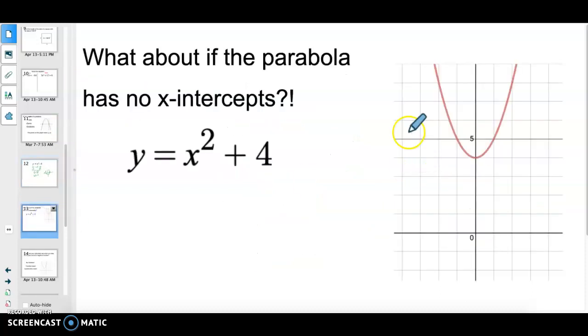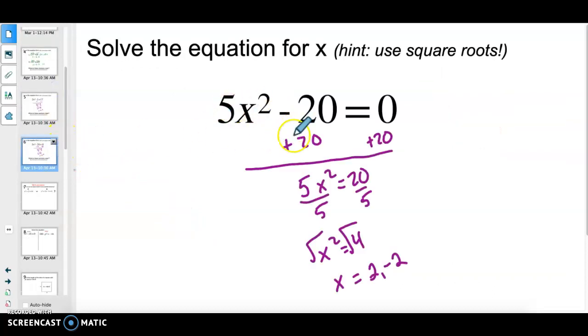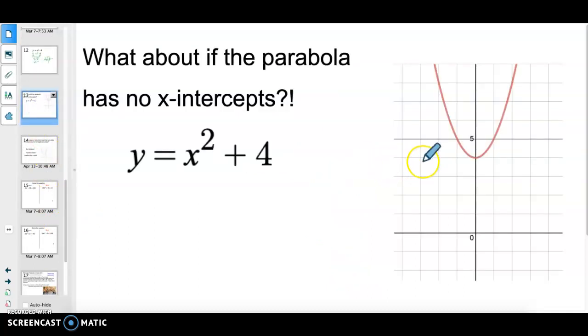What about if the parabola has no x-intercepts at all? Because every time we solve, for example, when we solved this set, if this had been a y equals equation, that parabola also would have had intercepts at 2 and negative 2. We haven't come across one that didn't have an answer yet. So looking at this, this parabola never crosses the x-axis.